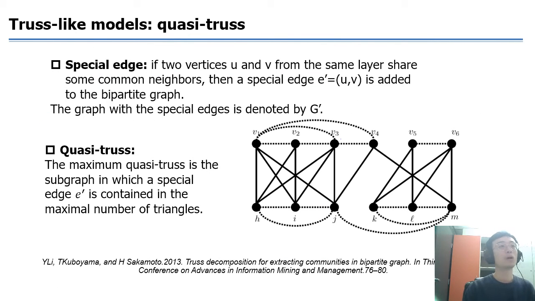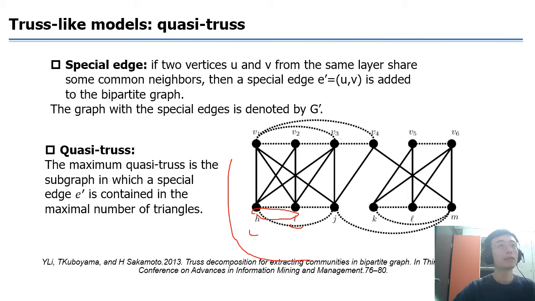Another truss-like model called quasi-truss is defined on bipartite graphs based on the concept of special edge. If two vertices from the same layer share some common neighbors, then a special edge is added into the bipartite graph. For example, in this figure, because H and I share common neighbors V1, V2, and V3, a special edge denoted as a dotted line is added into the bipartite graph. So with more triangles sharing a unique special edge, a dense subgraph in G is expected to be identified.